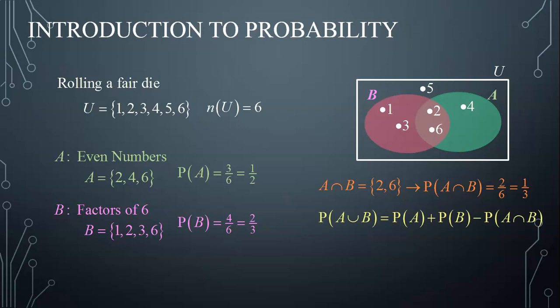And the probability of the union of A and B, being the probability of A plus the probability of B minus the probability of the intersection, would result in having the probability of A union B equal to half plus 2/3 minus 1/3, which is equal to 5 out of 6. And that actually could be confirmed by the Venn diagram, as we notice that 5 out of the 6 elements are in the union of the 2 sets.